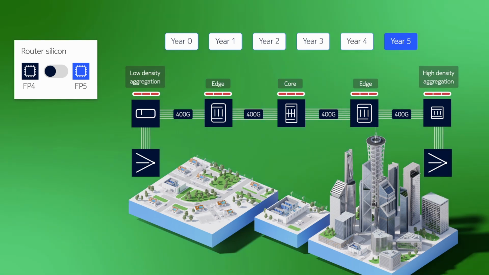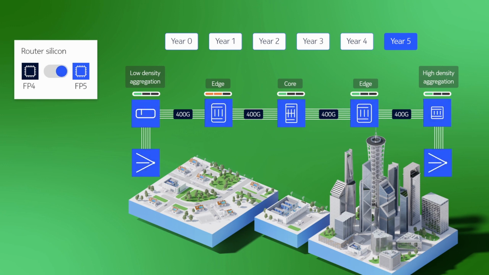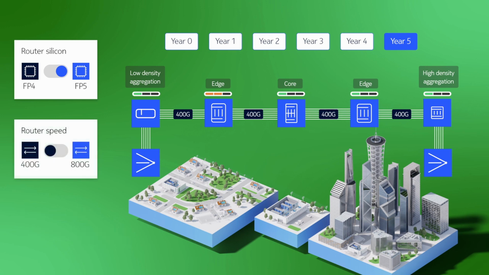These modeling results were then compared with equivalent platforms using our new FP5 silicon. FP5 silicon consumes 75% less energy per bit than FP4 and offers up to 4 times more capacity per line card to accommodate traffic growth in the same chassis. FP5 also supports the evolution to 800G interfaces to build faster and more efficient IP networks.